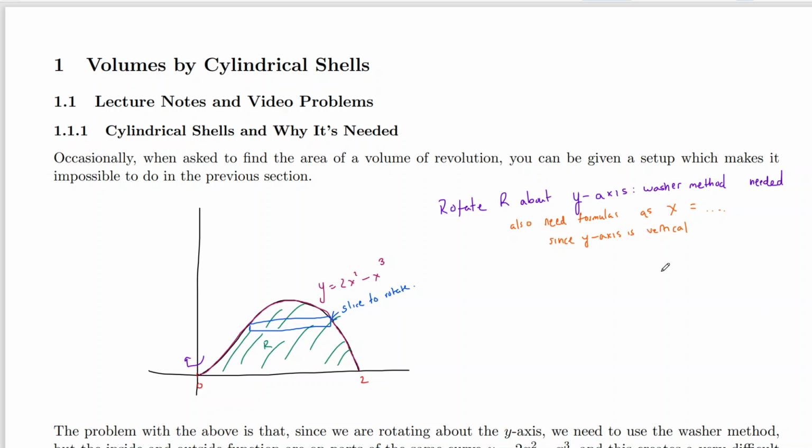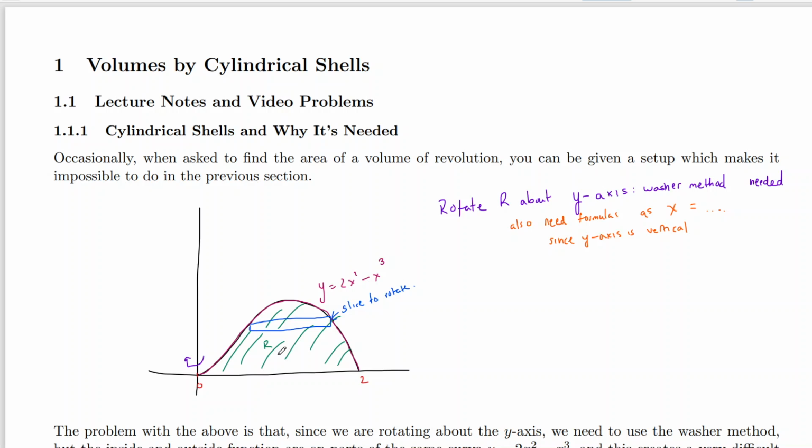Welcome back, everyone. In this video, I'll begin going over the lecture for the volumes by cylindrical shells section. So cylindrical shells will be just a different method for finding the volume of a revolution of some region.